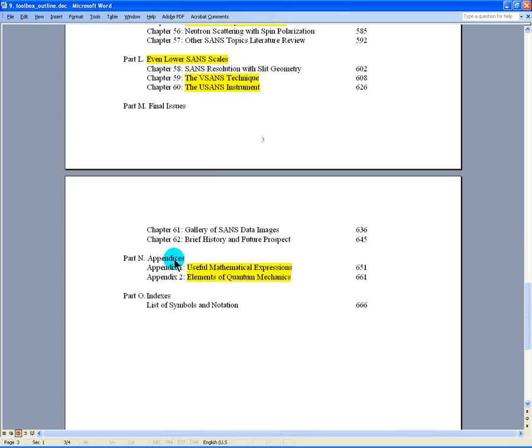There are 2 useful appendices, one of which describes useful mathematical expressions. It gathers most of the mathematical expressions used in this tutorial, the SANS toolbox. The second covers elements of quantum mechanics, and a list of symbols and notation.